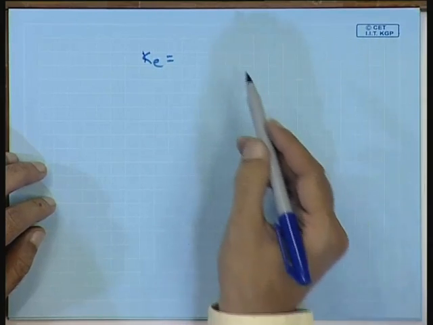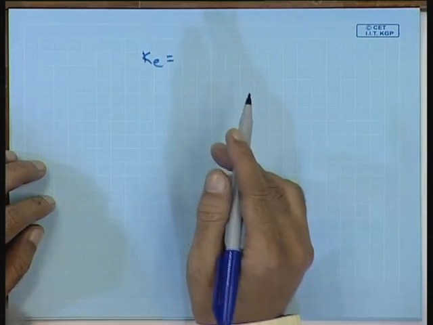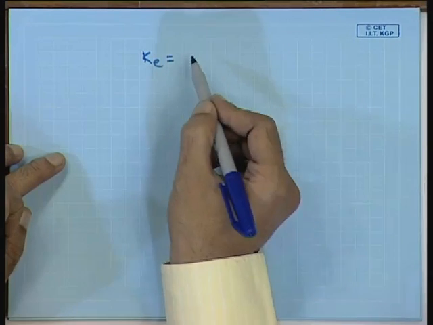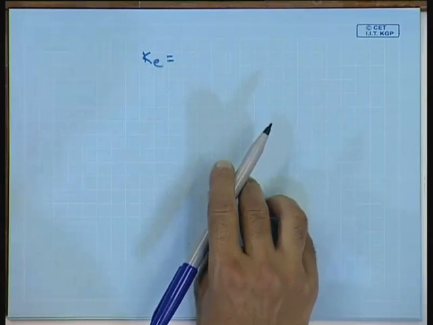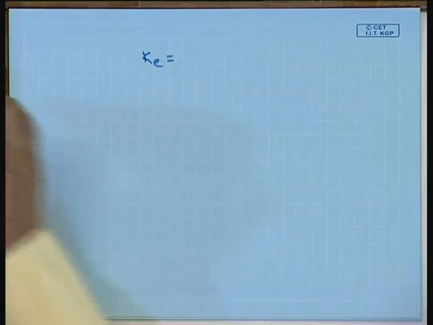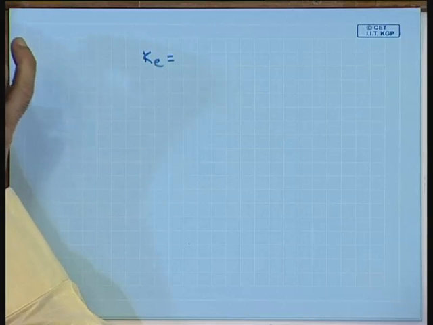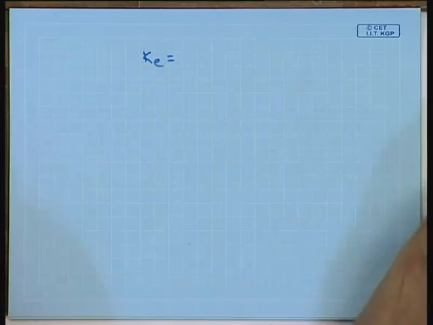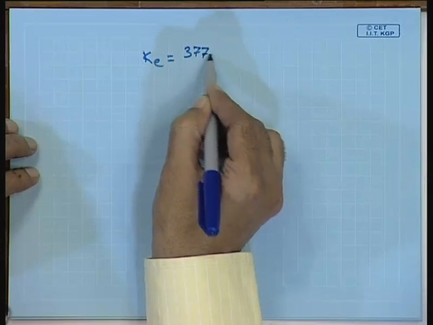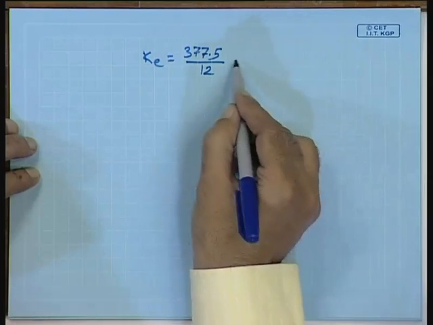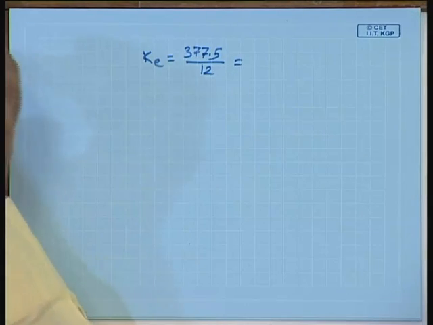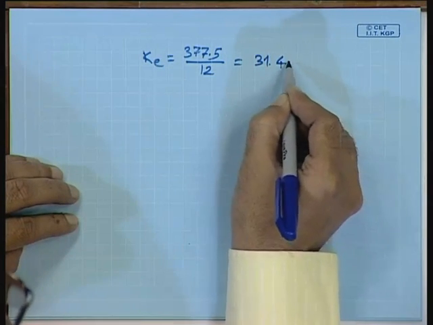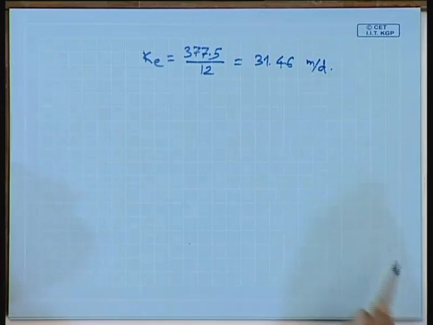Ke will be simply 65 into 3.5, that is, 65 into 3.5 plus 150, which is 377.5 divided by 12, which is 31.46 meter per day. So, this is the equivalent permeability.